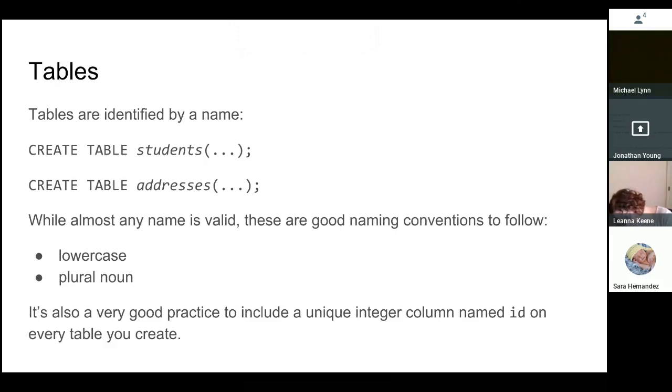The reason behind that is, if I just have a student table, are you talking about one student or are you talking about multiple? So the idea is that when I say it's a students table, I know inside of there are many students. If I have a bunch of addresses and I have an addresses table, inside of there is a bunch of different addresses.